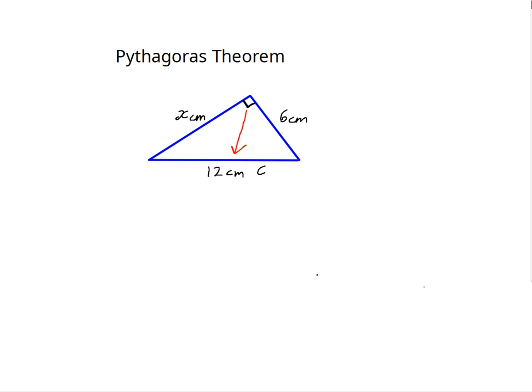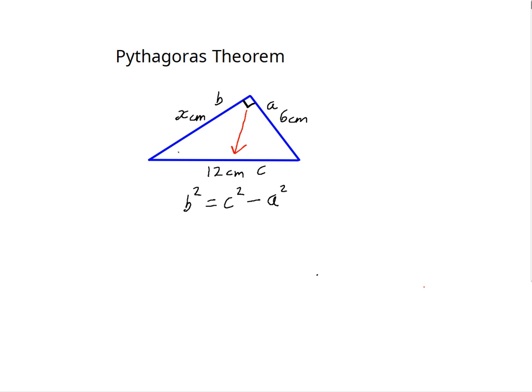And I can pick any way around. I'm going to do A this time and B there. It doesn't matter which way around I label these two sides. What is important is that when I then put them into the formula, I'm going to have the part I'm looking for, which in this case is B, on its own. And then I'm going to have the longest side, C squared, minus the short side that I know, A squared. So the part I'm looking for is on its own.